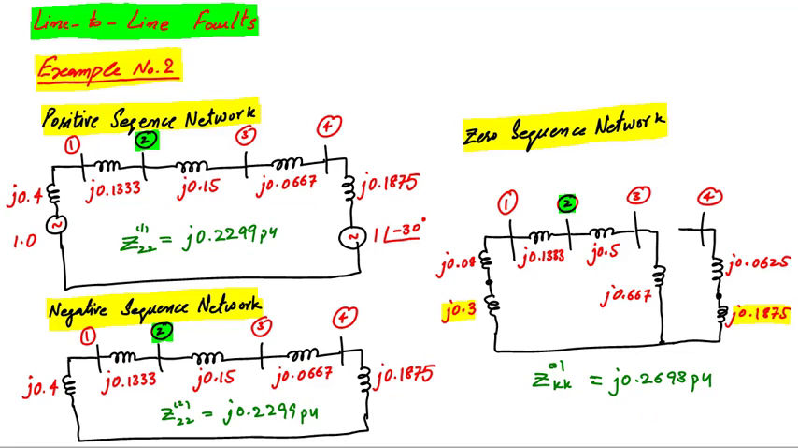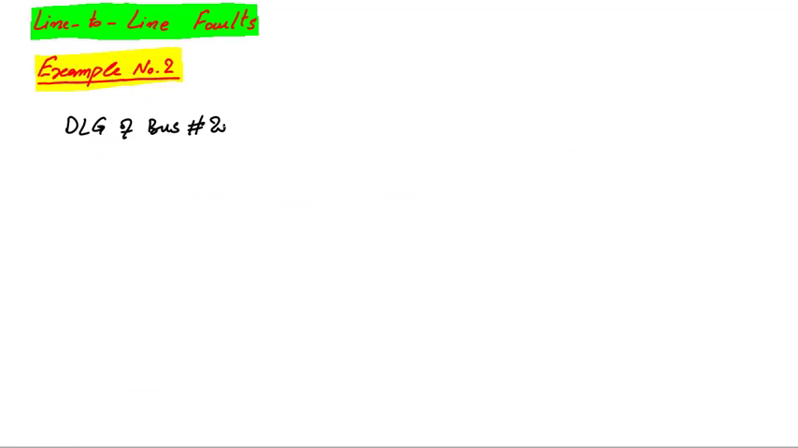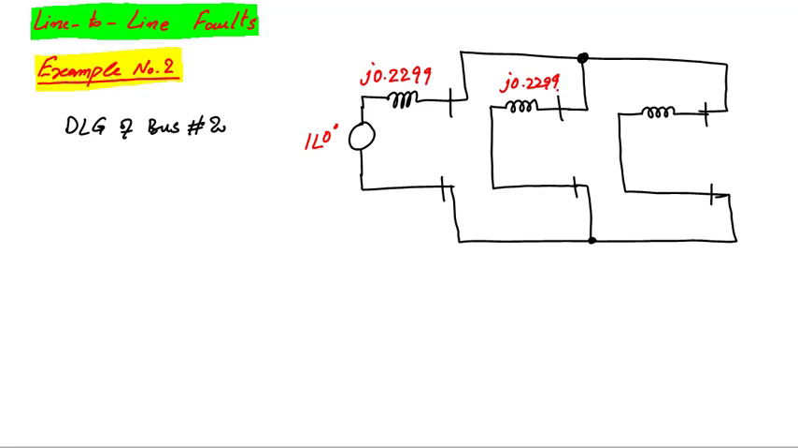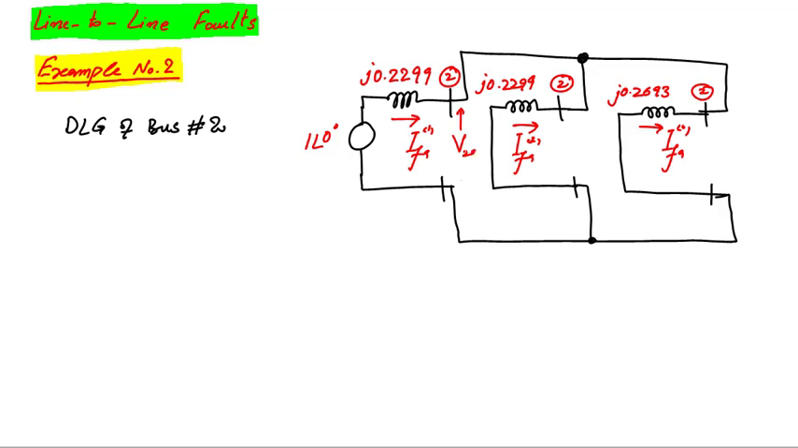Part 2 of this question was to calculate the fault current if a fault occurs on bus number 2 through zero impedance. The type of fault was double line to ground, a double line to ground fault on bus number 2. Let's draw its sequence equivalent circuit. This is the sequence equivalent circuit for the double line to ground fault on bus number 2.